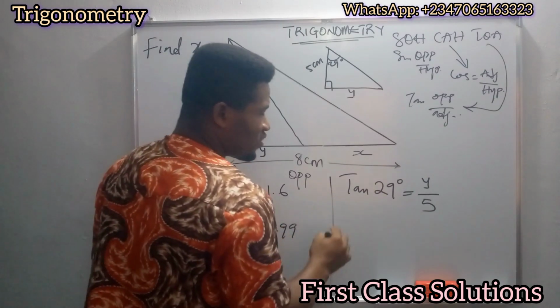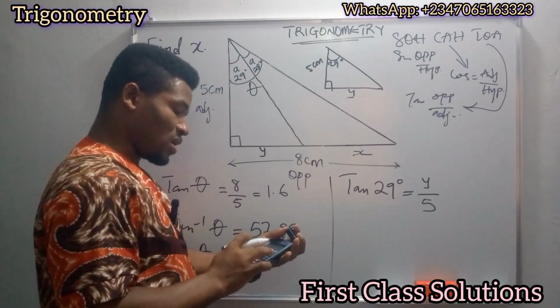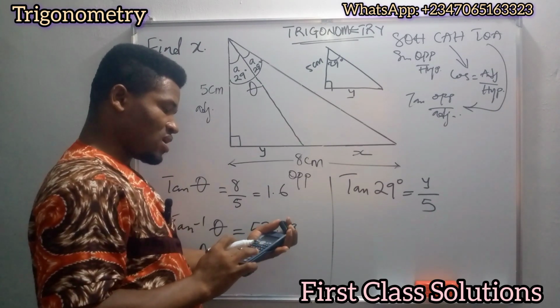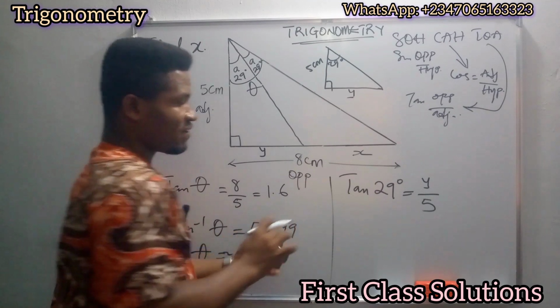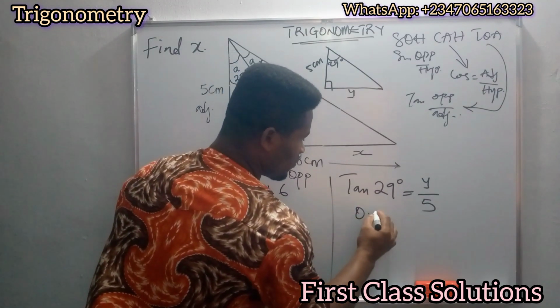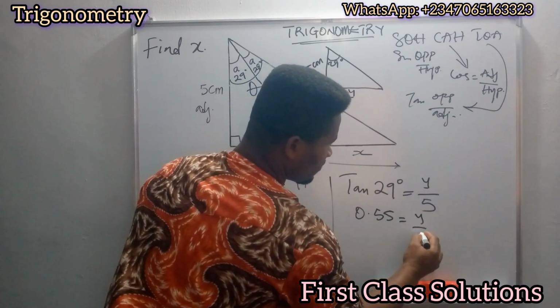Going further, tan 29 degrees. What is our tan 29 degrees? Use your calculator. Say tan 29 degrees. You have 0.55. So tan 29 degrees is 0.55. So you have 0.55 equals y over 5.